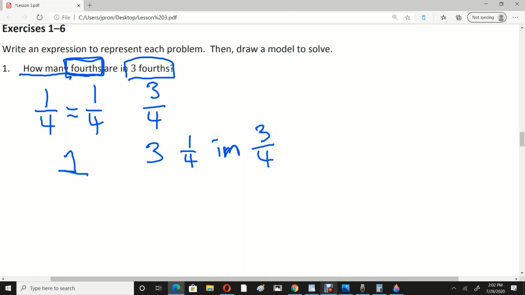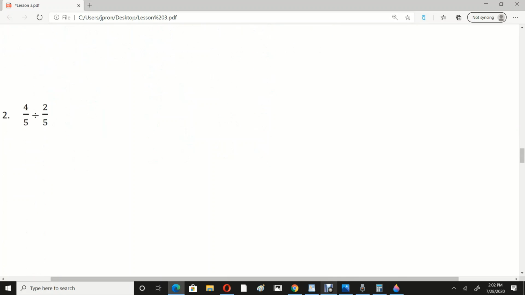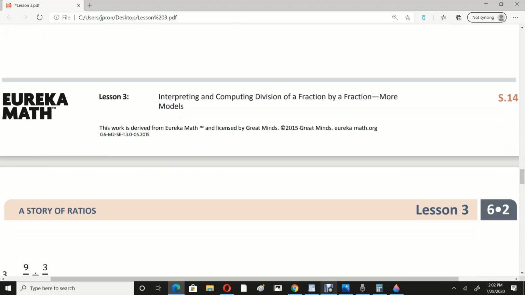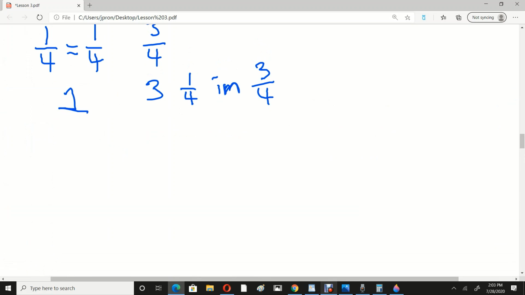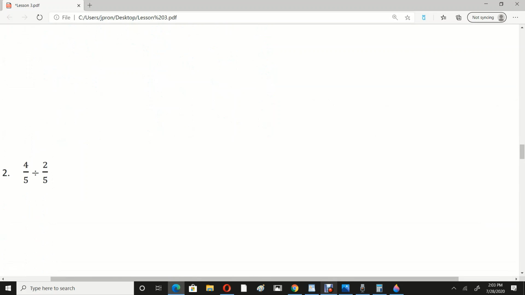Fantastic, great work. So I want you to go and do exercises 2 through 5 independently, and you'll see that all of these, as you're going down, they're all fractions that we're dividing, and they all have similar denominators. So you can use the cheat code that we had used in previous examples to come up with your solutions. So take some time. You pause the video right here.